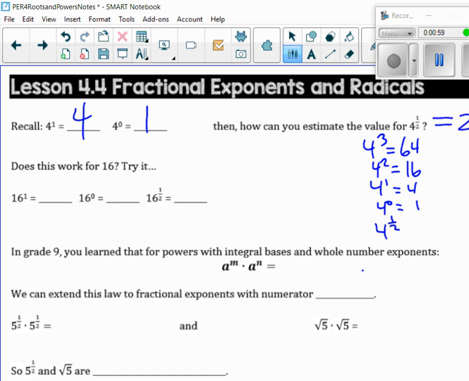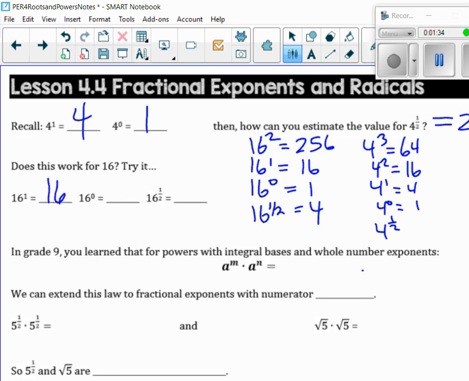Oh, you think you half it. Okay, let's try it with 16 then. 16 to the power 3 might be too high. 16 squared, you probably know what that is. 256. 16 to the power 1. 16 to the power 0. 16 to the power a half. Oh, we say it's 8. It's 4. How did you get 4 out of that? You guessed. It is the square root. Yes, very good. So that's the new thing here.